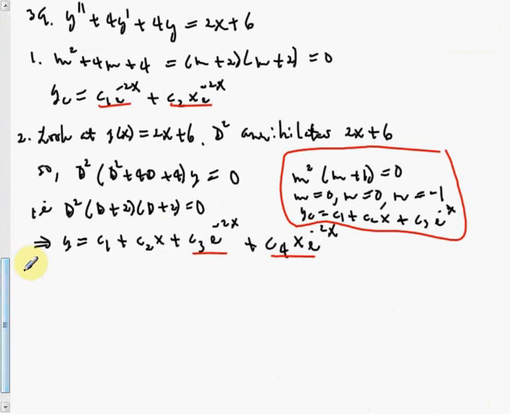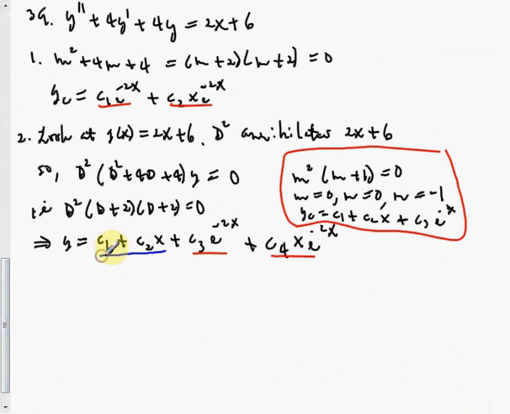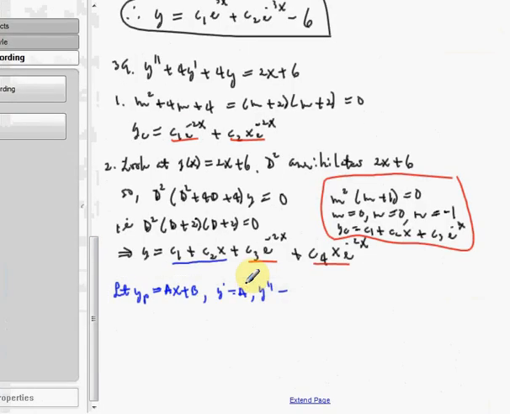So here, what we do is based on how this is written. We say let y sub p equal ax plus b. Then you go right back to section 4.4. So y prime is equal to a, y double prime is equal to, oh mercy, what is that?